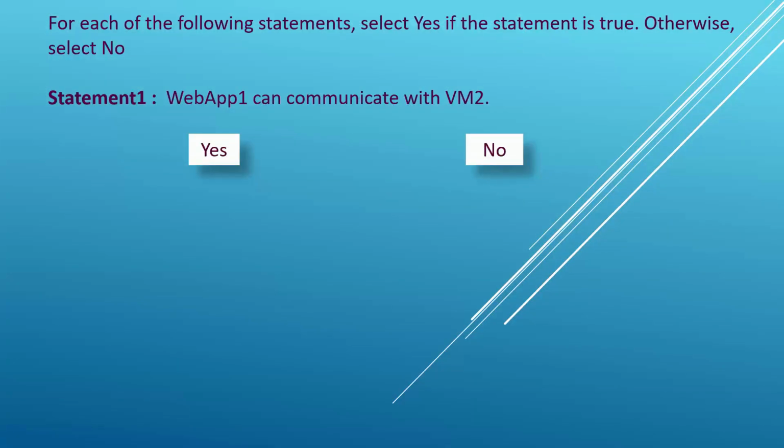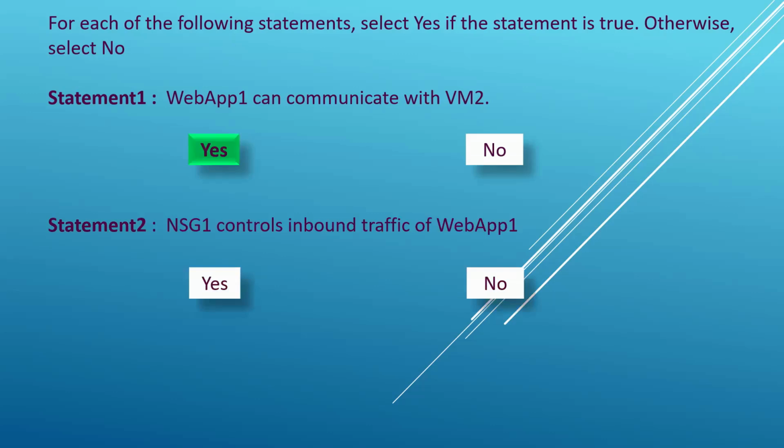So friends, Web App 1 has VNet integration with VNet 1 and VNet 1 has peering configured with VNet 2, which is used by VM2. So Web App 1 can communicate with VM2. Now the next statement is NSG1 controls inbound traffic of Web App 1. Based on what we read, virtual network integration is used only to make outbound calls from your app into your virtual network. So this statement is incorrect.